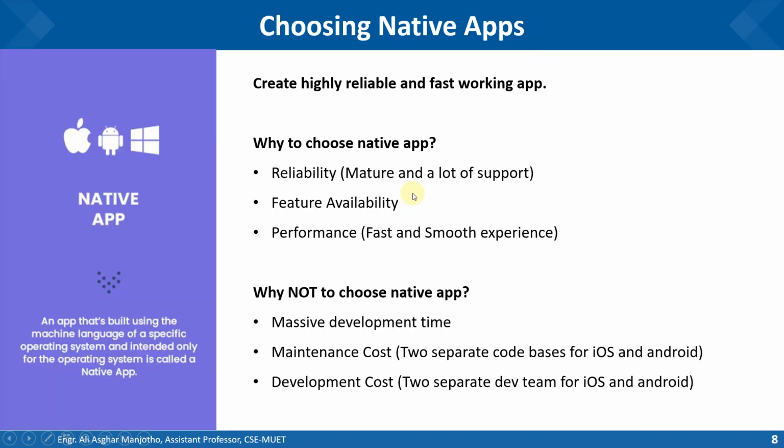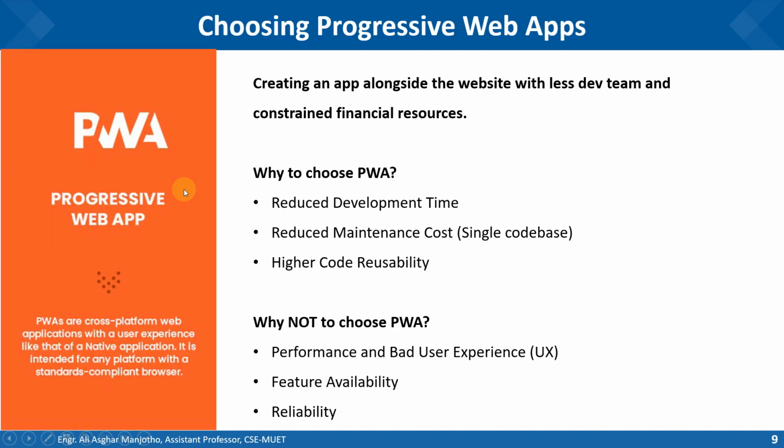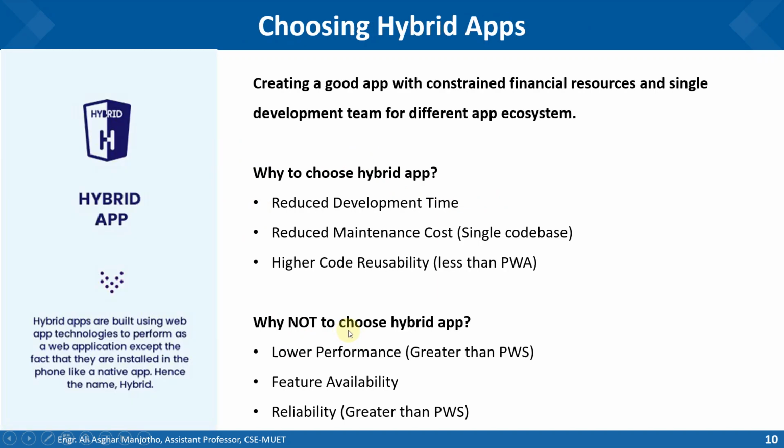So the takeaway is that whenever you need a very highly reliable application, whenever the performance is the key factor, you should go for the native apps. But when you already have a website and you do not want to spend financial and human resources, then you can go for the PWA, but at the cost of performance. So performance will be least as compared to the other two counterparts.